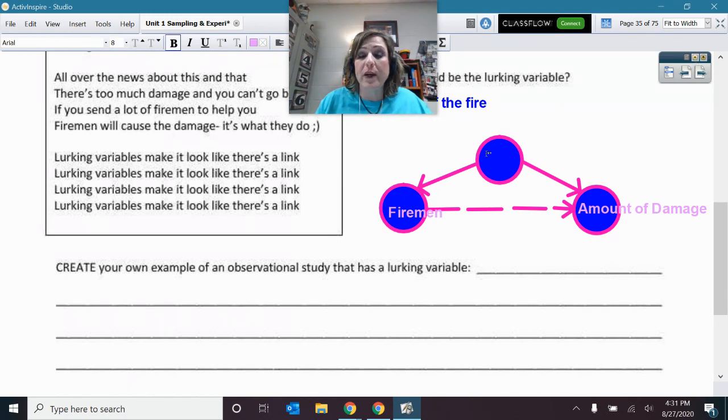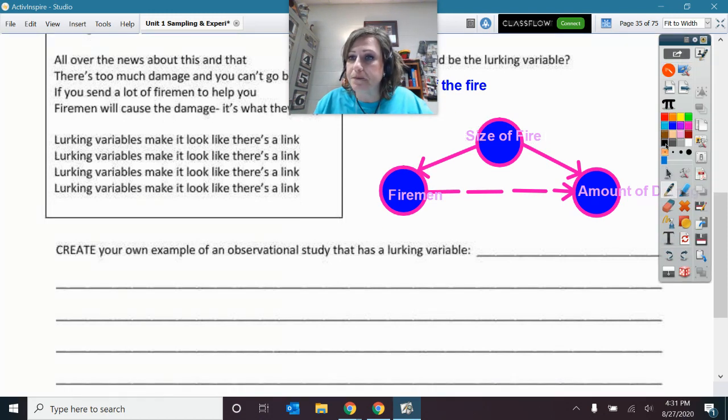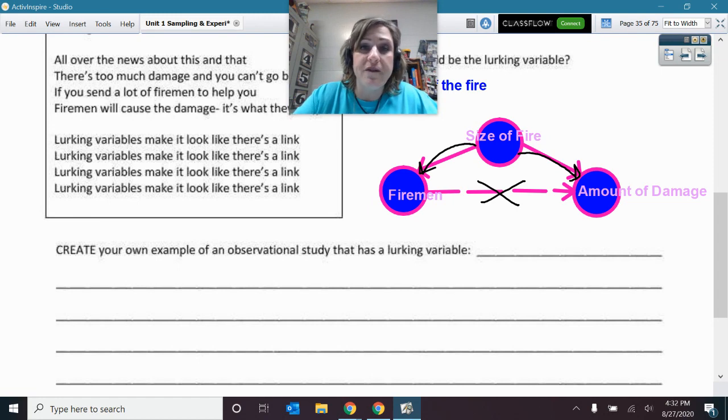Okay. But we said that the size of the fire is the true culprit that is influencing. And so then I'm going to get something to draw here. Okay. So the size of the fire is influencing the number of firemen that come. The size of the fire is influencing the amount of damage. This is not a relationship where the firemen are the ones causing the amount of damage. Okay. All right. So now come up with another example.